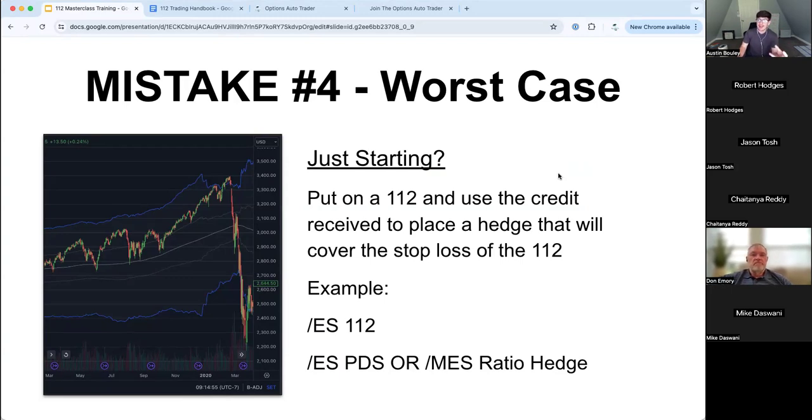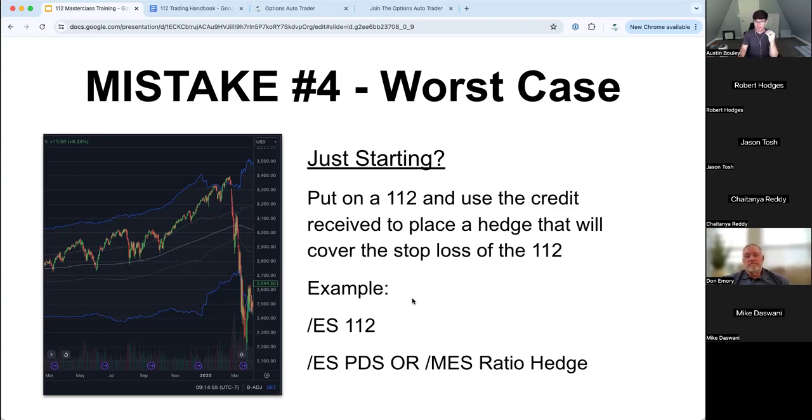Also, take the credit that you received. Let's say you make $30 when you enter a 112. That's a $1,500 profit, or money that's being added to your account by selling this. And so take some of that money and immediately go put on a hedge.